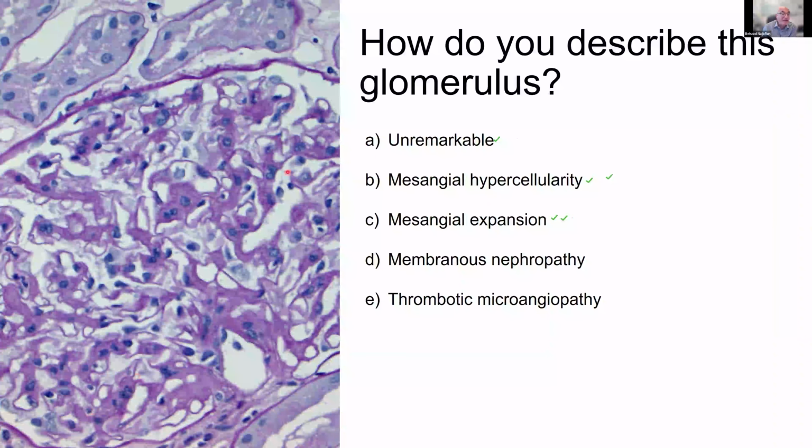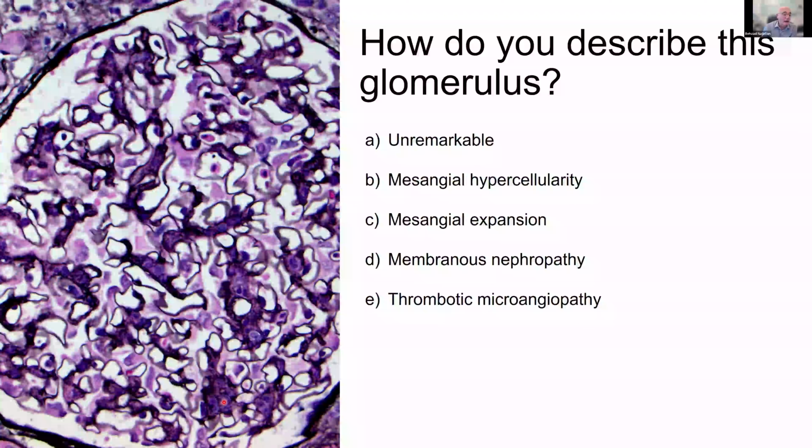Now I'm moving to this other one that is stained with Jones methenamine silver. I don't know if you want to change what you said before or not. For me, I would say that yes, still maybe a little bit of mesangial expansion. And in this segment, I can count more than 4 nuclei, maybe 5. So there is some mesangial hypercellularity.